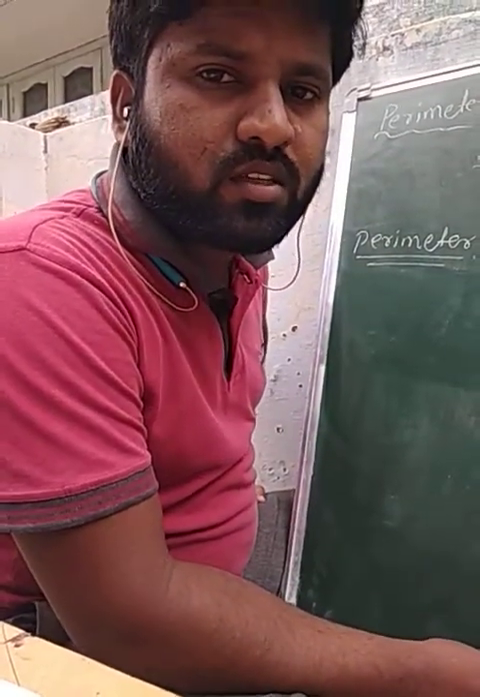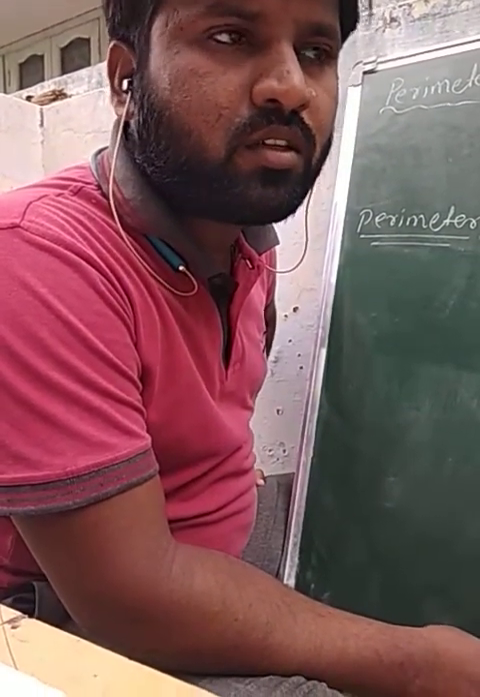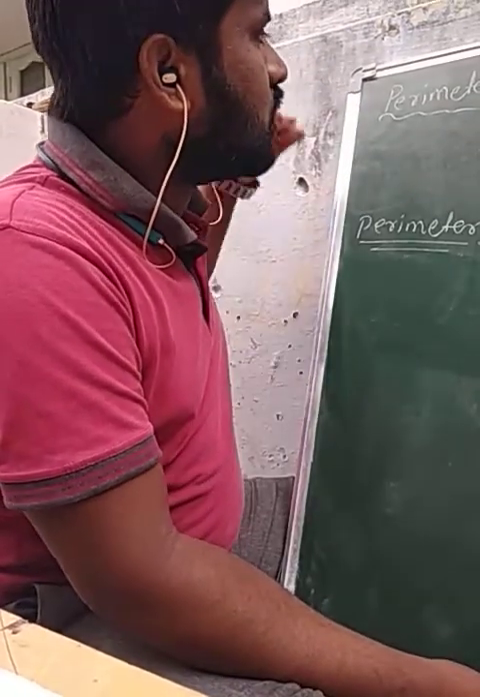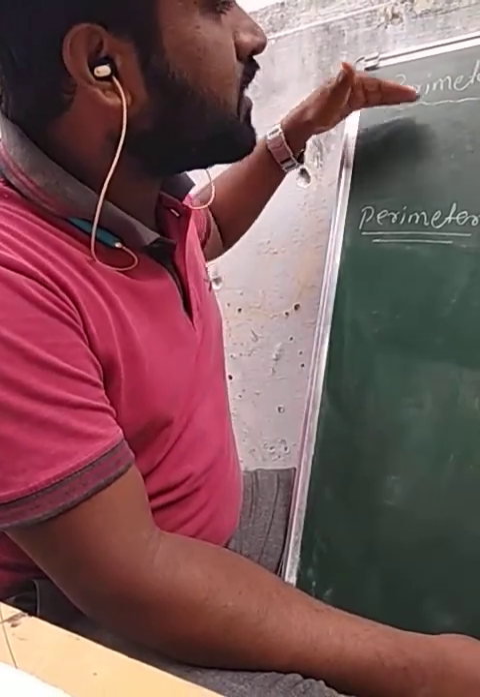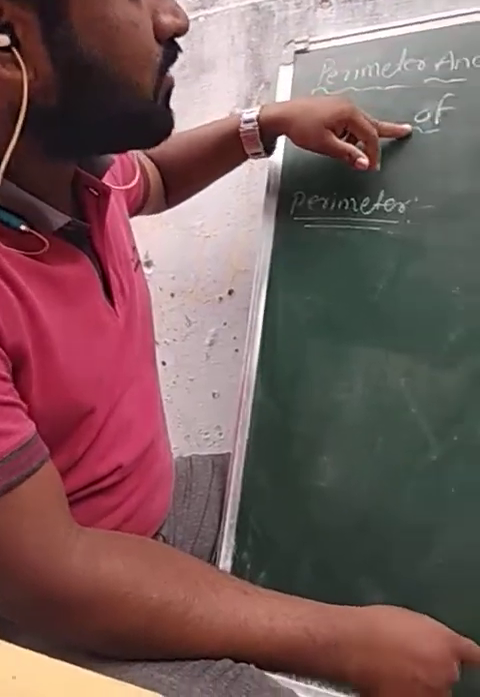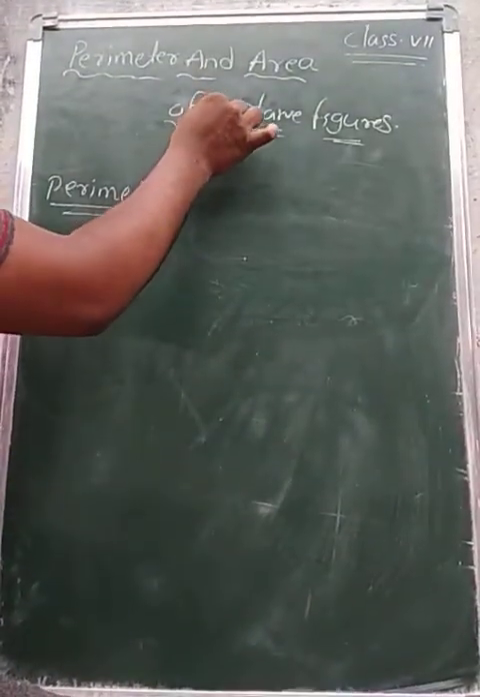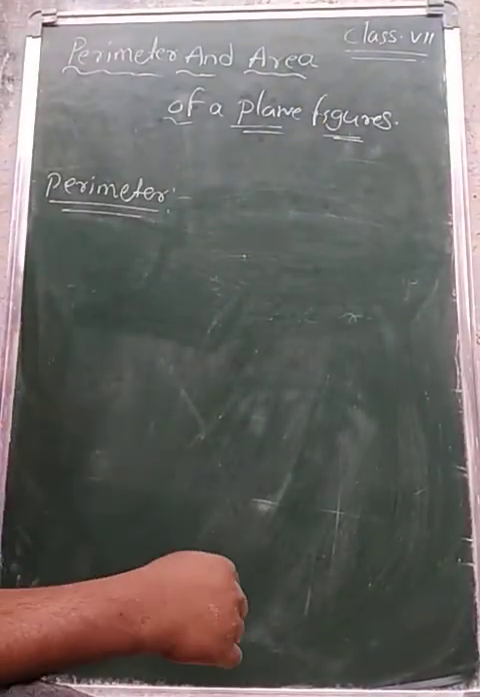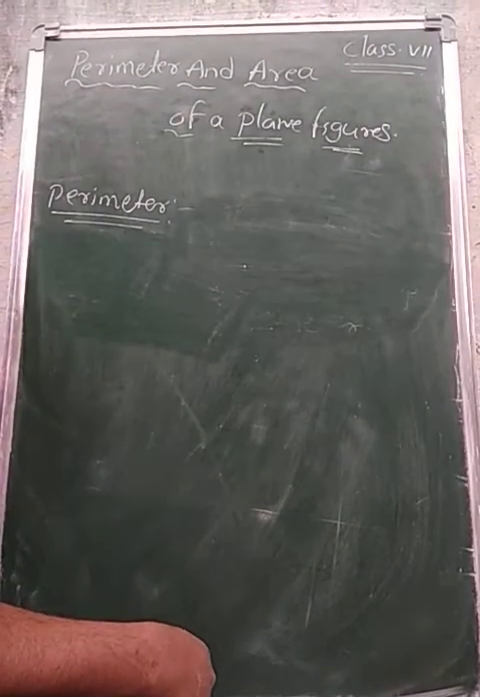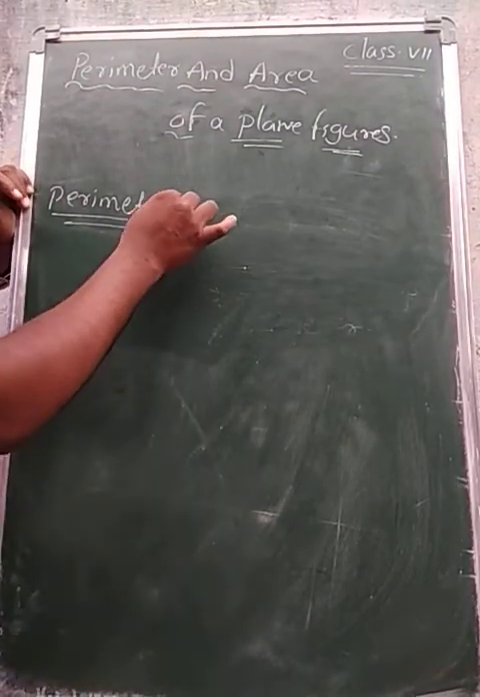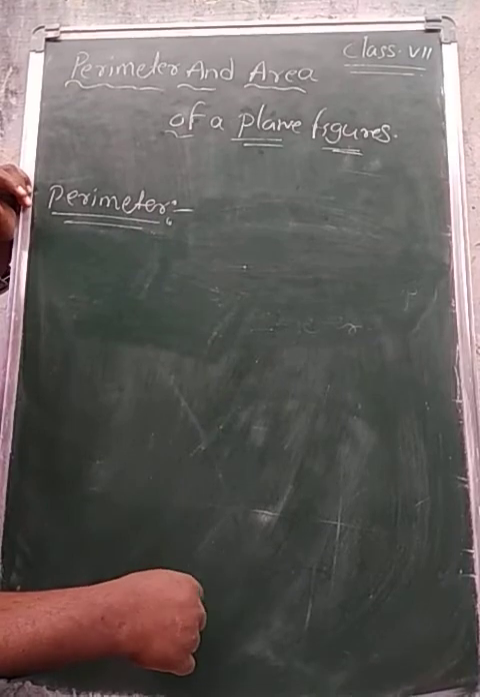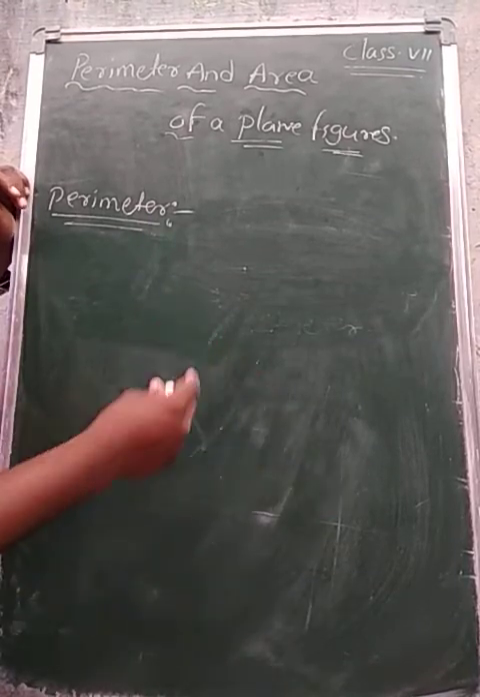Good morning, students. Today we are going to discuss the topic: perimeter and area of plane figures. We know what perimeter is. In the previous class we discussed it. I just want to remind you.